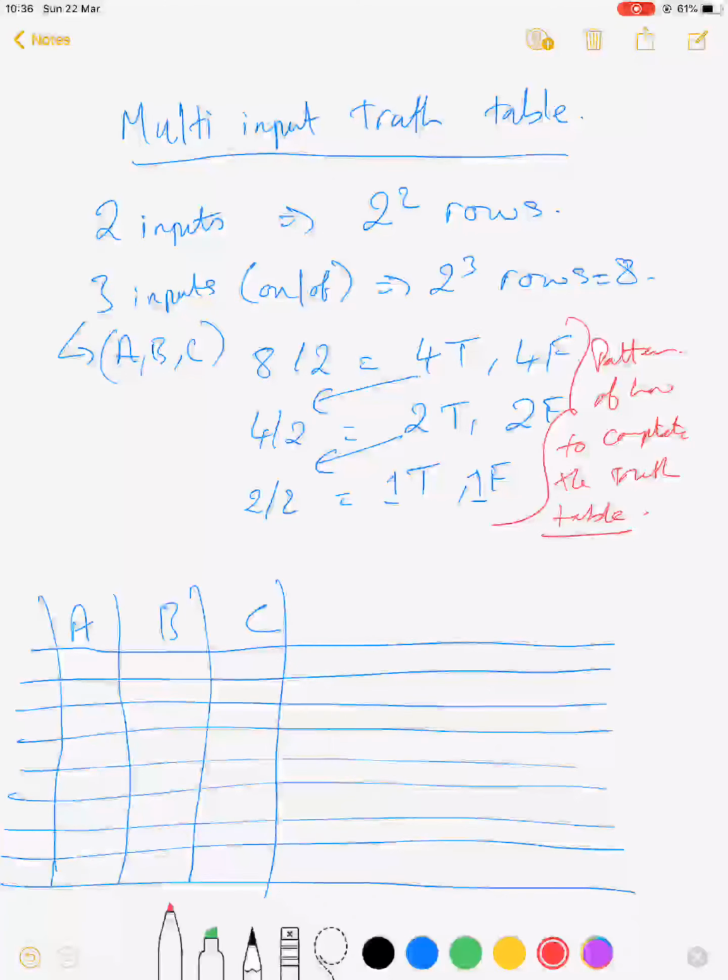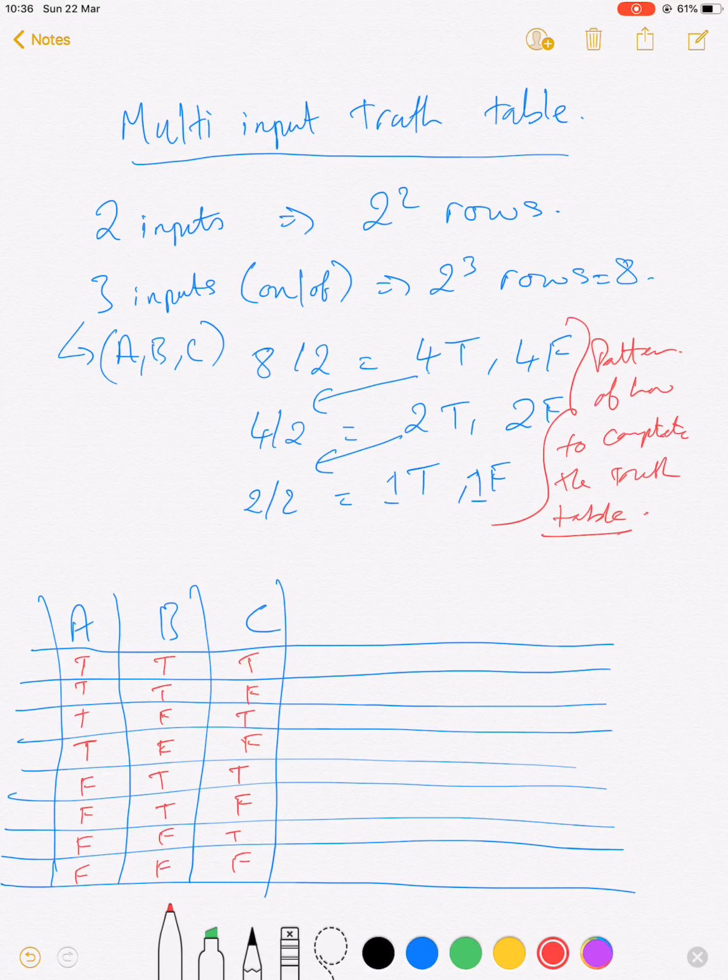Okay, if I was to fill this in now, the first symbol is going to be 4 trues followed by 4 falses. So I would simply say true, true, true, true, and then 1, 2, 3, 4 falses. The next one's going to be 2 trues followed by 2 falses, repeating. And the last one is simply going to be true, false, true, false, true, false, true, and false.